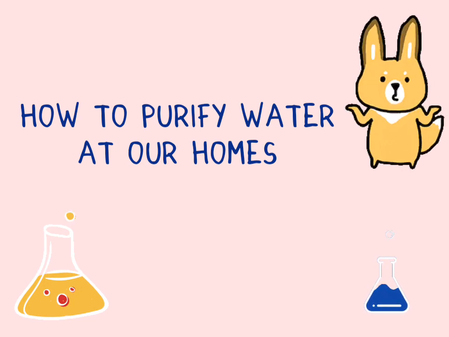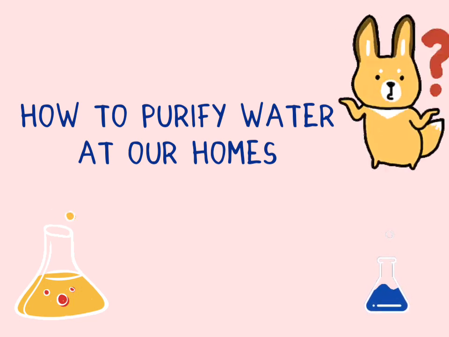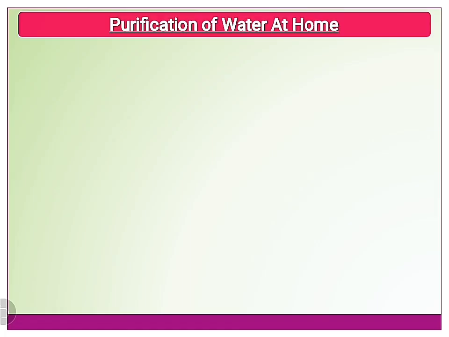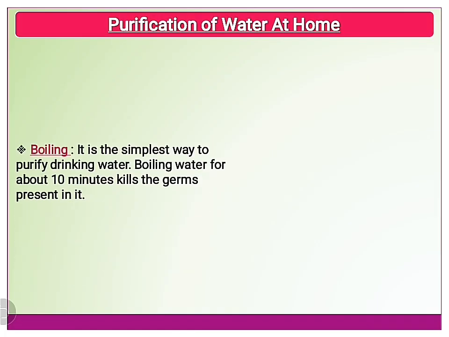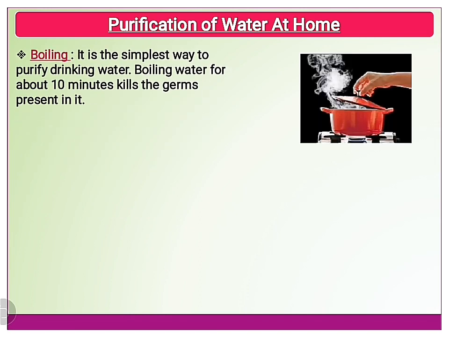So now let us find out how we can purify water at our homes. Children, the simplest way to purify drinking water is boiling, because boiling water for about 10 minutes kills the germs present in it.